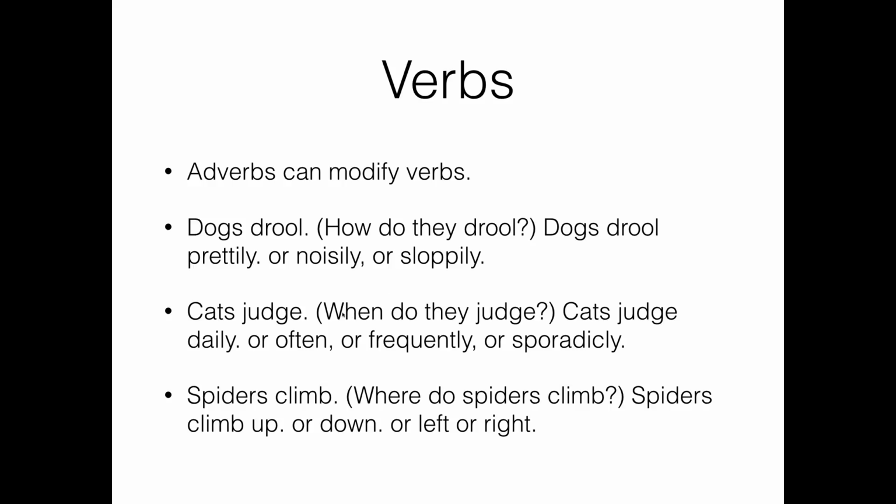Then we've got some whens here. Cats judge. I think cats are pretty judgmental. Cats judge daily, or you could say cats judge often. Cats judge frequently. Cats judge sporadically, like off and on, whenever they feel like it. And then where you've got a couple of options. You could say spiders climb up, spiders climb down, spiders climb left, spiders climb right, spiders climb away. When we get into prepositional phrases, we'll get more options for where, but we won't touch on that yet.